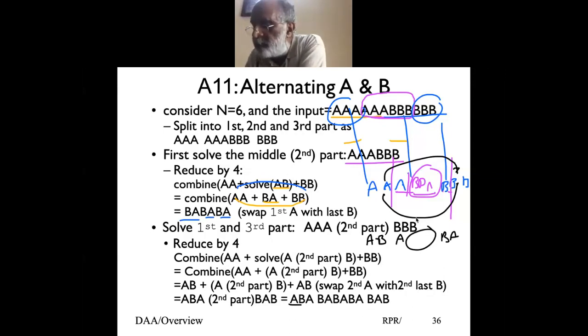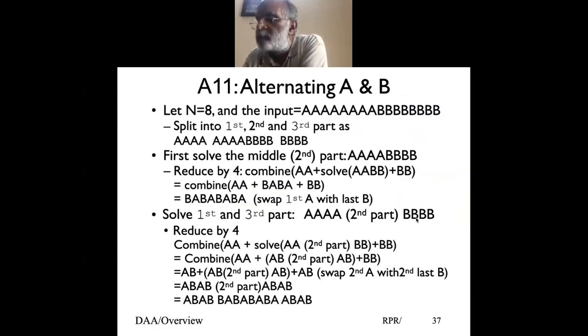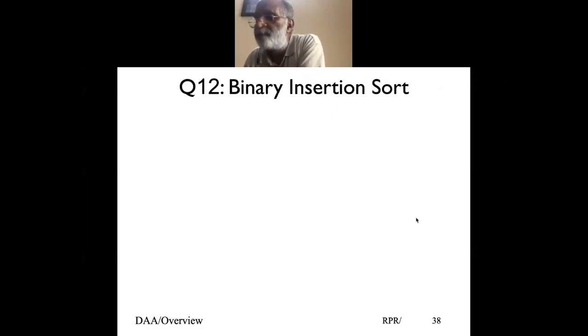This one becomes ABA, BAB, and this thing, then what will work. If you see size of 4, I also give you the same way. So take this middle part first, 4A and 4B. Solve this first, and then solve the first 4 and last 4. And that's how you do alternating A and B. And that's the way you should basically be working.